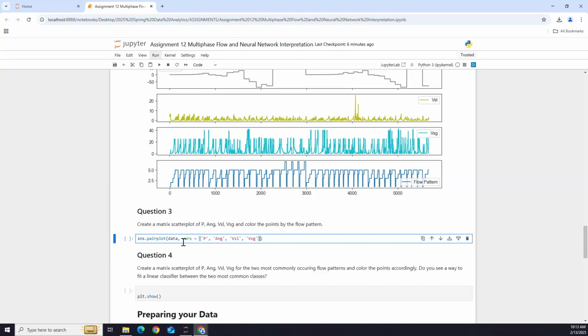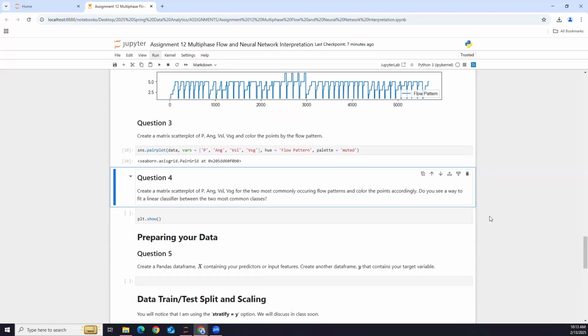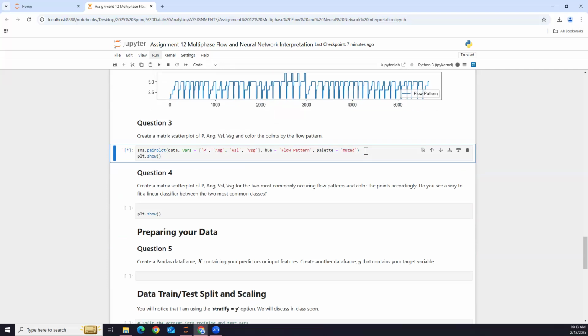And I'm also going to color these points by the associated flow pattern, just so that it gives you an idea of what the problem entails. And I forgot to use the plt.show command, and that's why our plot didn't show up.